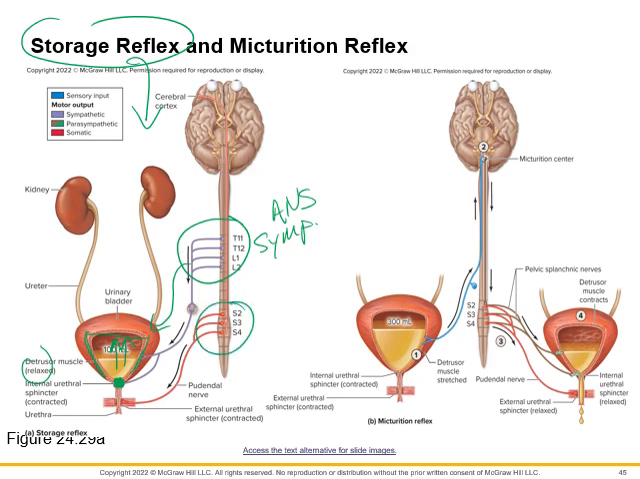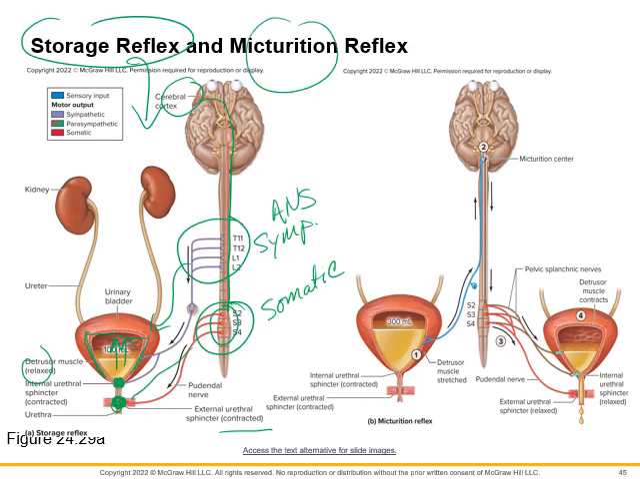And then here we have the somatic nervous system, and you can see from the cerebral cortex, we're sending a message. It's synapsing in the sacral part of the spinal cord, and it's sending a message to keep the external urethral sphincters contracted. So everybody is contracted as the bladder is filling up.